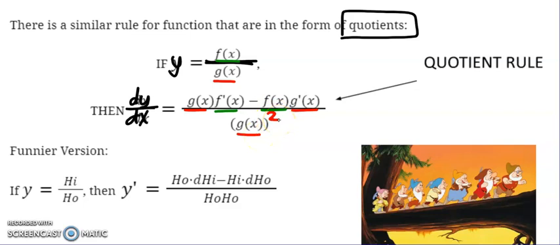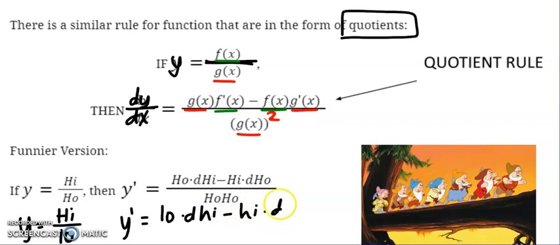So in this version, y equals high over ho, then y prime equals ho d high minus high d ho over ho ho, which has a little bit of high ho in terms of the seven dwarfs. I also do, if y equals high over low, then y prime equals low d high minus high d low over low low. And this one goes along with the same idea, except it's just high and low to remember top and bottom function. So low d high minus high d low over low low is what you will often hear me say in class. Officially, it's g times f prime minus f times g prime all over g of x squared.